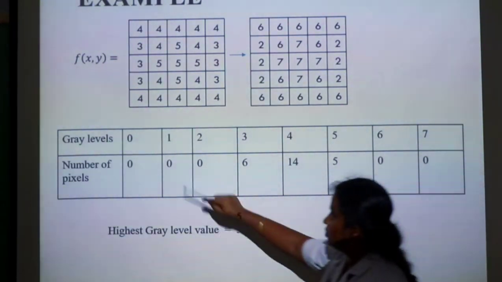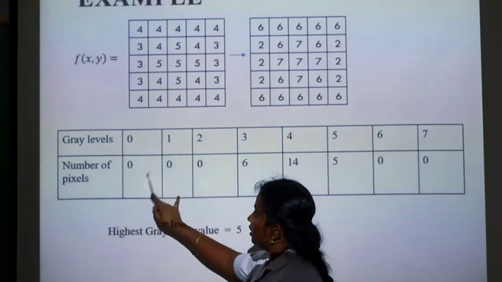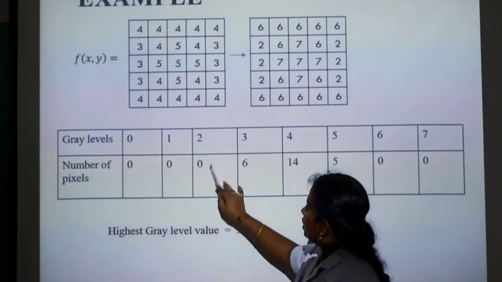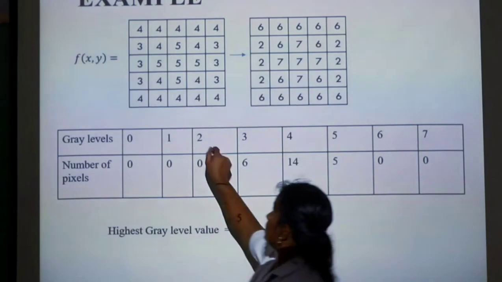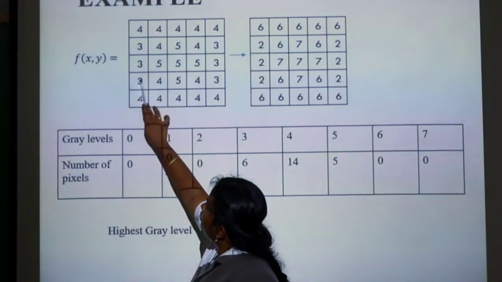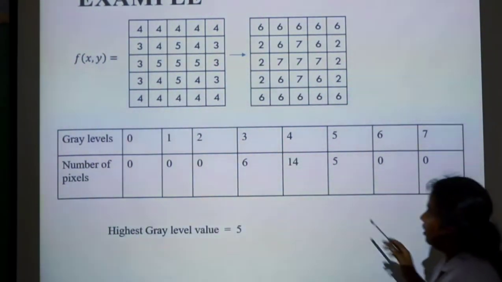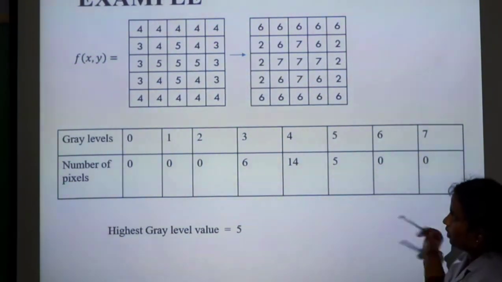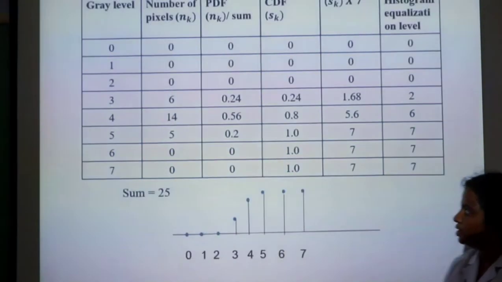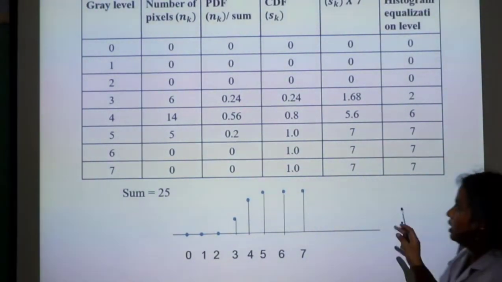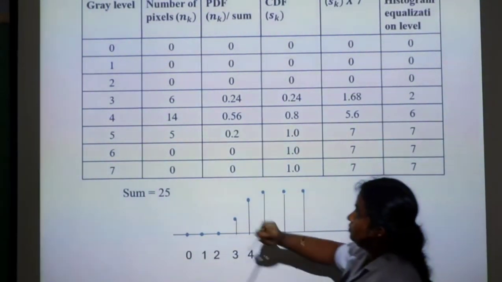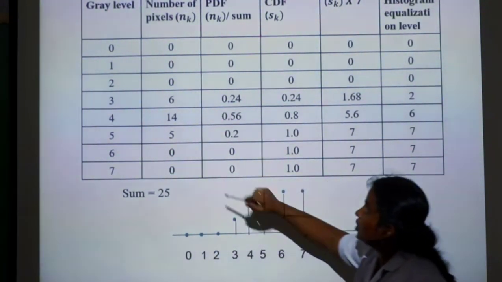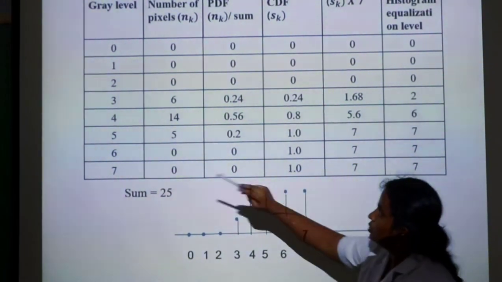For the number of pixels, 0 and 1 do not occur in that digital image. 2 occurs 0 times and 3 occurs 6 times in the image. 4 has occurred 14 times, and 5 has occurred 5 times. 6 and 7 have not occurred in that digital image. Next, this is the table: first the gray level values, next the number of pixels in the image.